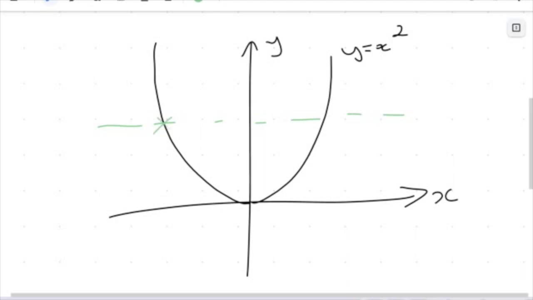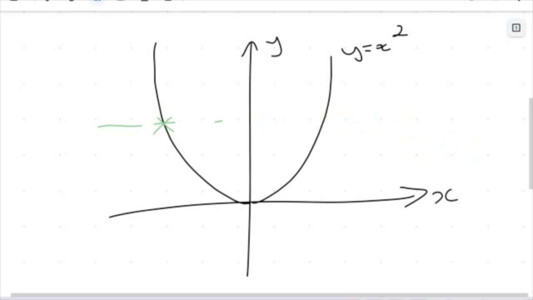Now, if I draw a horizontal line through, I can see that this function fails the horizontal line test, because I can see there are 2 points where my horizontal line crosses my actual function. So this particular function in its current form cannot have an inverse function. Now let's talk about why.